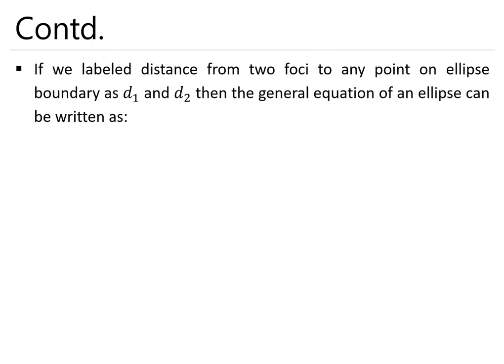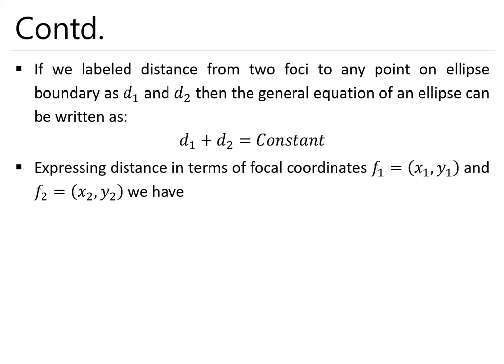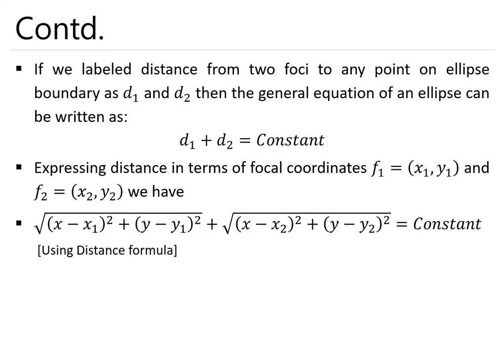Now let us continue. If we label the distance from two foci to any point on the ellipse boundary as D1 and D2, then the general equation of an ellipse can be written as D1 plus D2 equals a constant, expressing distance in terms of focal coordinates F1 equals (x1, y1) and F2 equals (x2, y2). We have this as a constant using the distance formula.